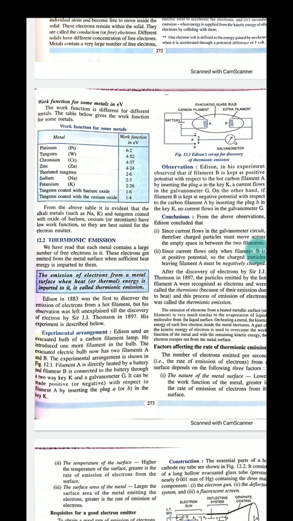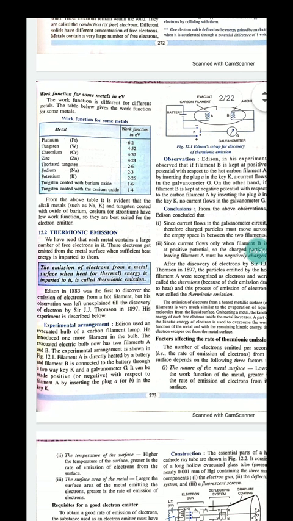So the thermionic emission is the emission of electrons from a metal surface when heated to which temperature? Heated to nearly 2500 Kelvin is known as thermionic emission.